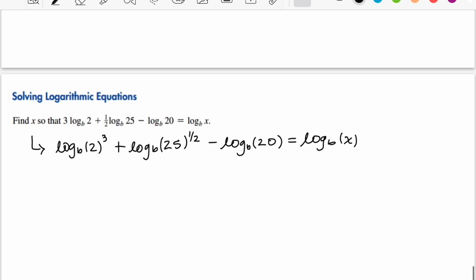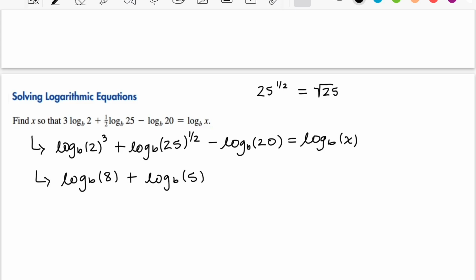All right, so let's do a little bit of simplifying. We know that 2 cubed is 8, so this ends up being log base b of 8. And we know that 25 to the 1/2 power is the same as the square root of 25. So I'll just write that here. And we know that the square root of 25 is 5. So we can rewrite that like that. And then our log base b of 20 and log base b of x stay the same.